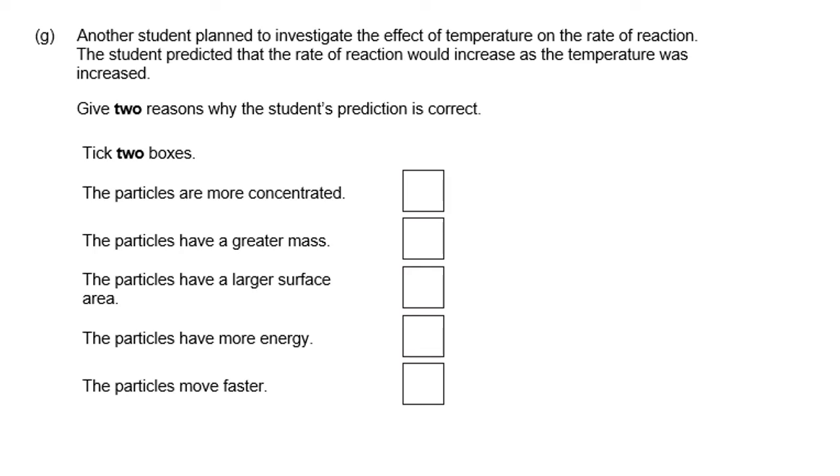Option 1, the particles are more concentrated. 2, the particles have a greater mass. 3, the particles have a larger surface area. 4, the particles have more energy. And 5, the particles move faster. So have a think about that one and choose 2 boxes, please.